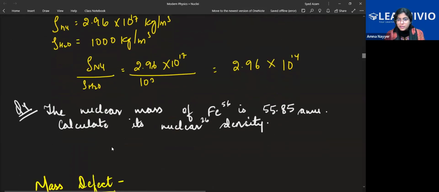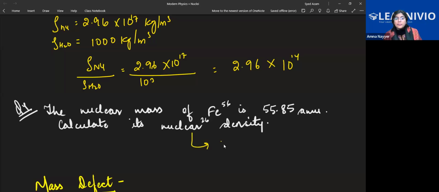You tell me the answer of this, Mariam. It says that the nuclear mass of iron is given, that is 55.85 amu. It is saying calculate its nuclear density. How should we do this question? Hmm? Mass by volume. Okay. See, how many times will I tell you?